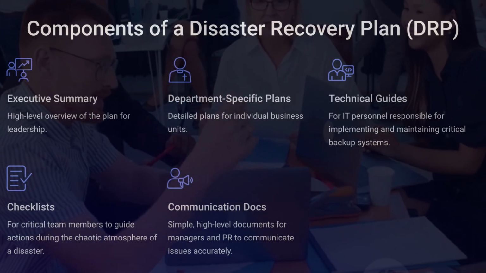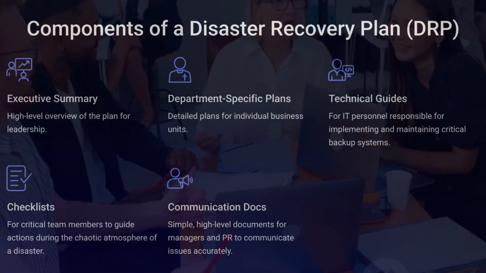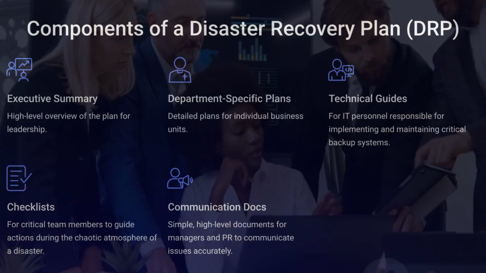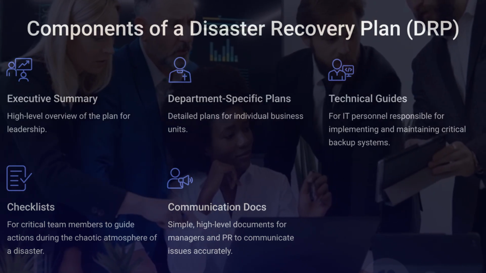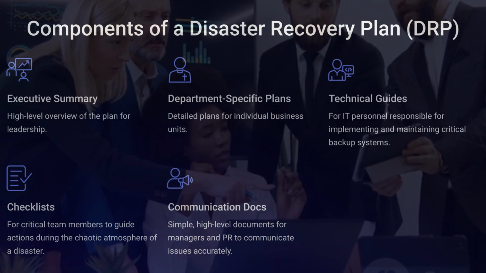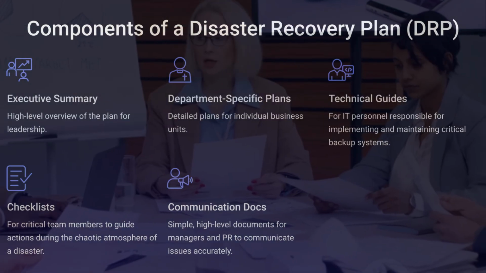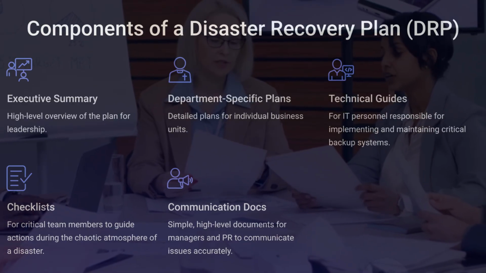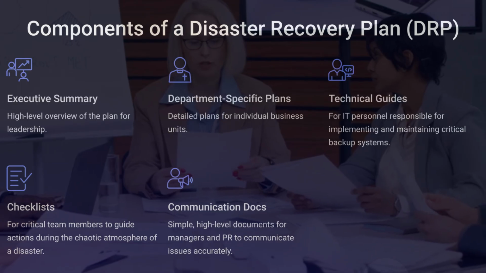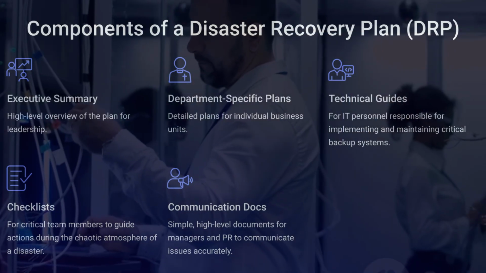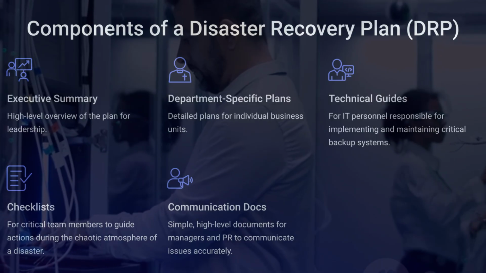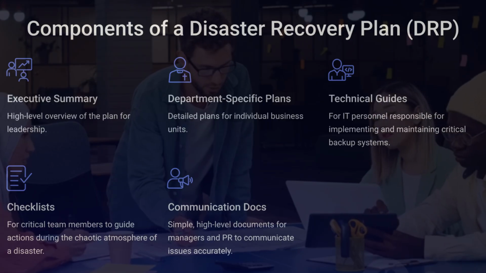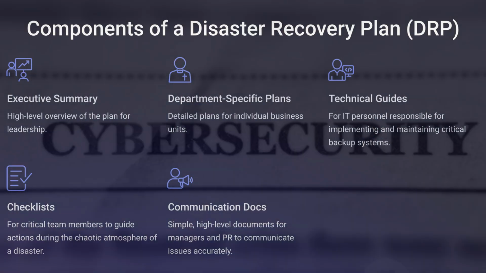When it comes to the components of a disaster recovery plan, depending on the size of the organization and the number of people involved in the DRP effort, organizations often maintain multiple types of plan documents intended for different audiences. The following list includes various types of documents worth considering: an executive summary providing a high-level overview of the plan, department-specific plans, technical guides for IT personnel responsible for implementing and maintaining critical backup systems, and full copies of the plan for critical disaster recovery team members. There are also checklists for certain individuals.